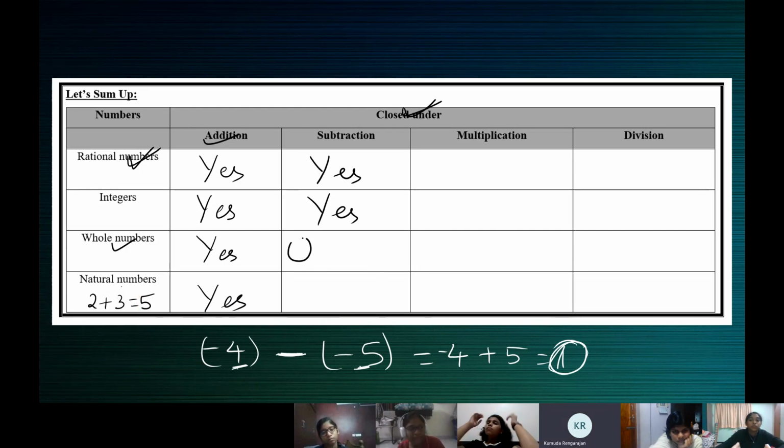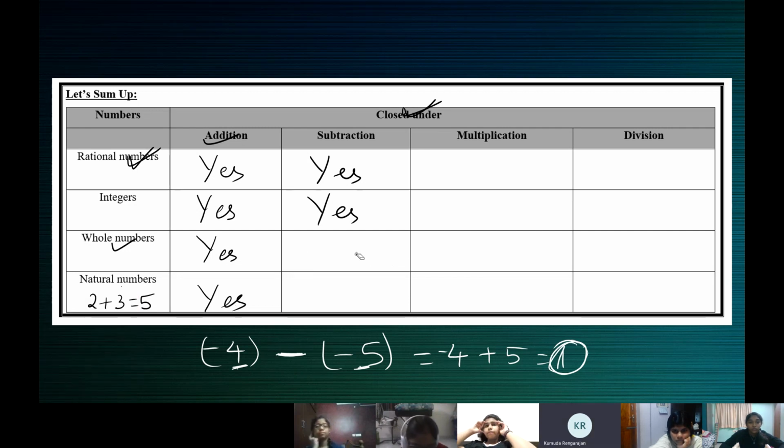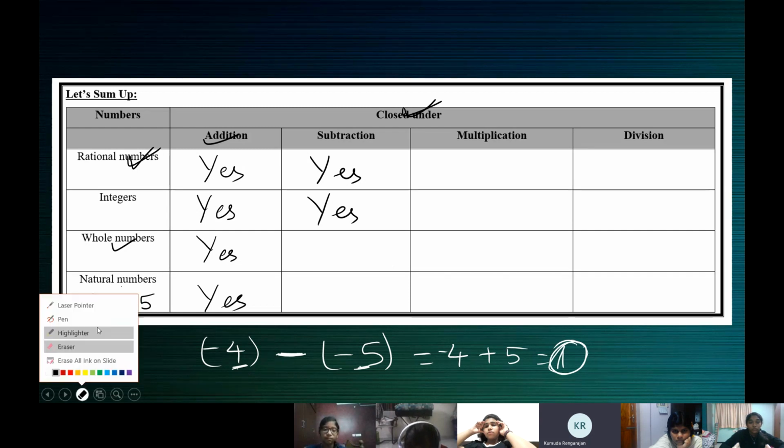Now if you take 0, 0 is a whole number, 5 is a whole number. Their difference is -5. -5 is not a whole number, it's an integer. So whole numbers are not closed under subtraction. The difference of two whole numbers need not always be a whole number. Sometimes you will get a whole number, like when you do 25 minus 5, you get 20, but not always.